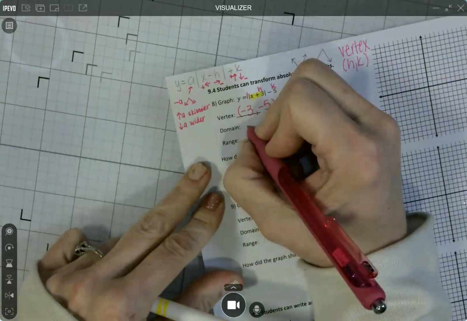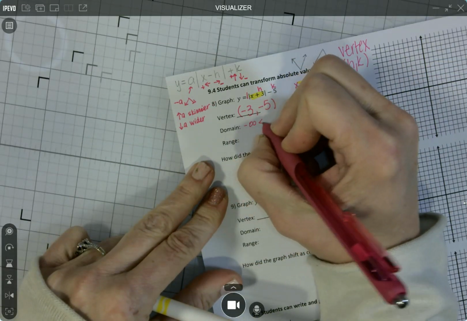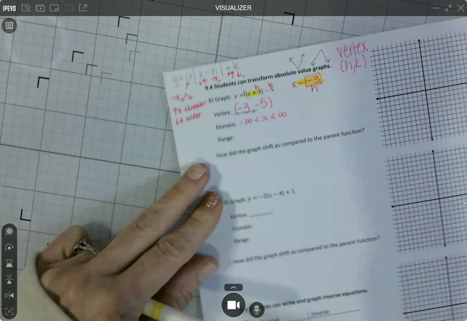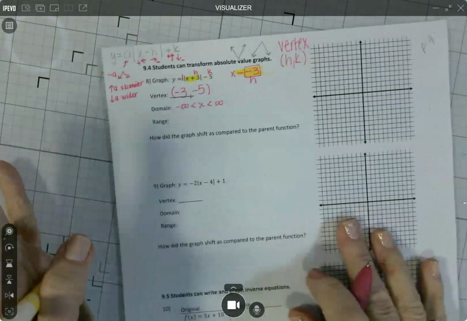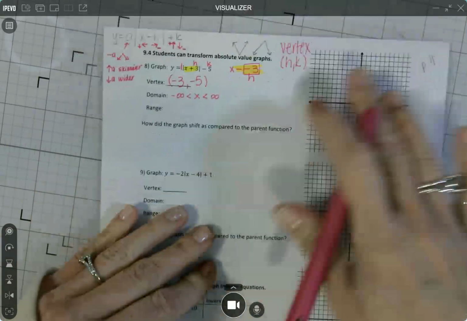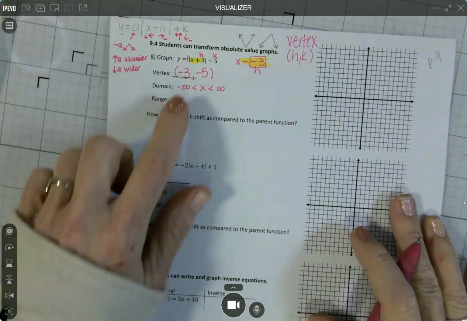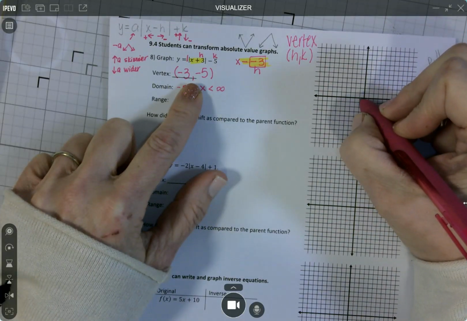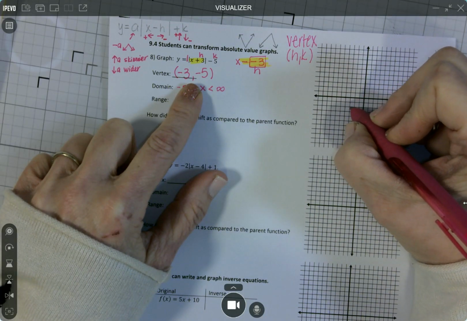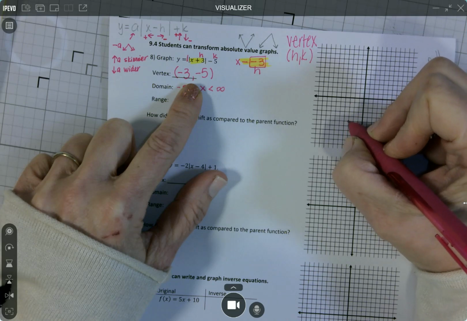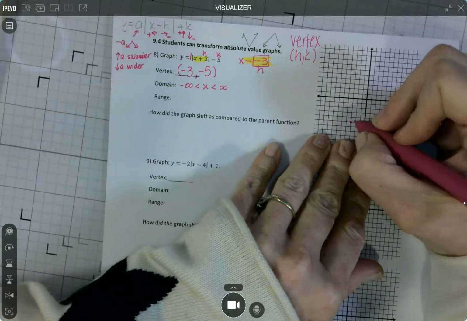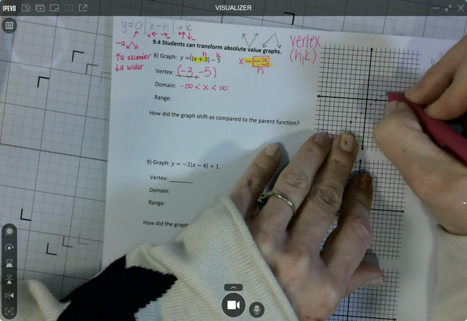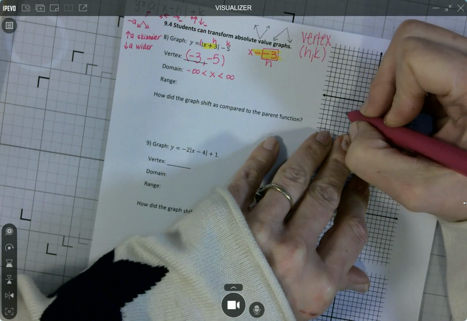The domain is going to be negative infinity is less than X, which is less than positive infinity. Now, we're not going to do the range yet because we need to go and look and see what's going on here. I have a slope of 1. This is my vertex. So I'm going to go over to negative 3 and down to negative 5, and put a dot there. And then I'm going to go up 1 over 1, up 1 over 1. Okay, and I'm going to go that way in this direction.